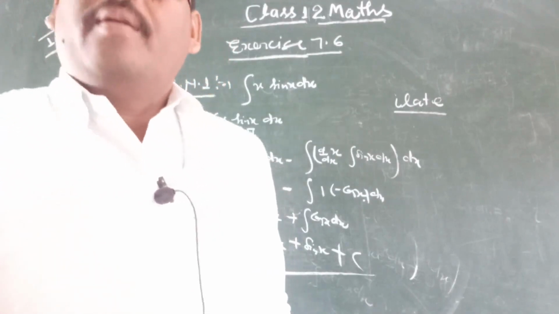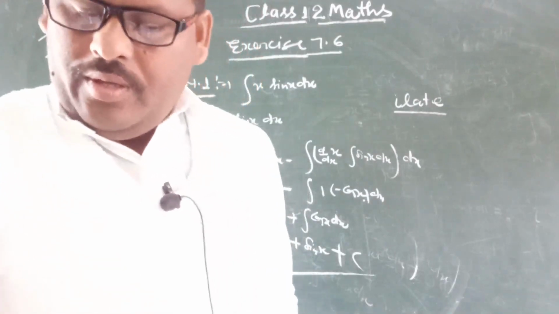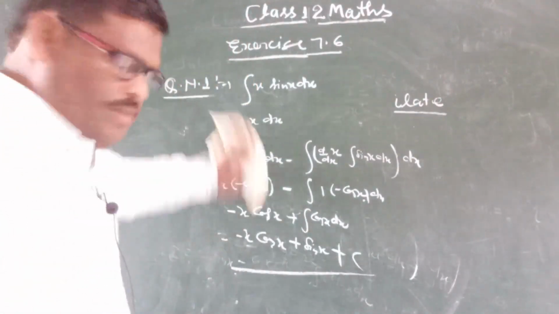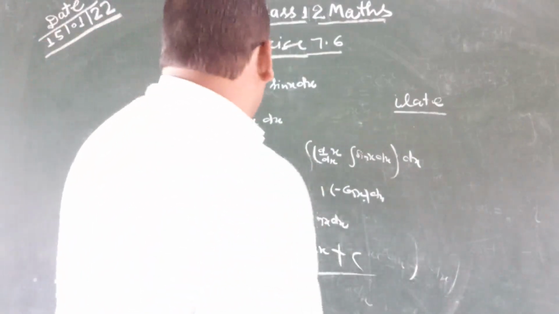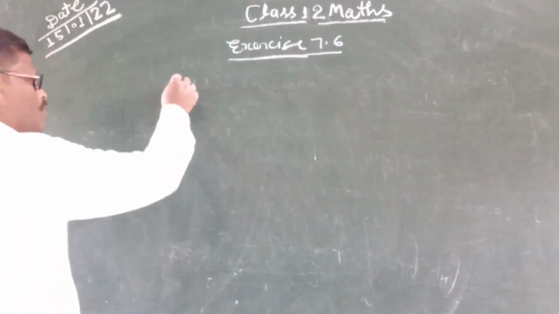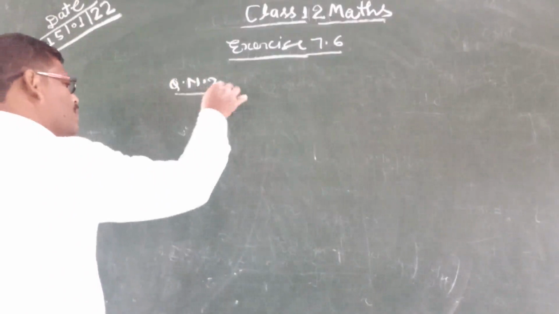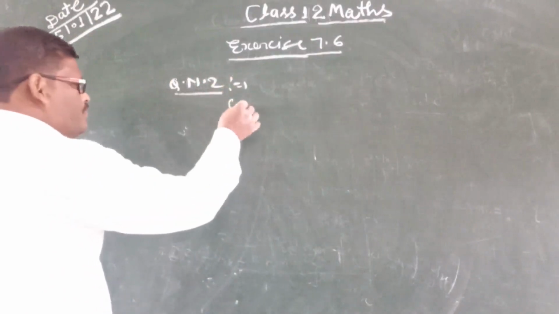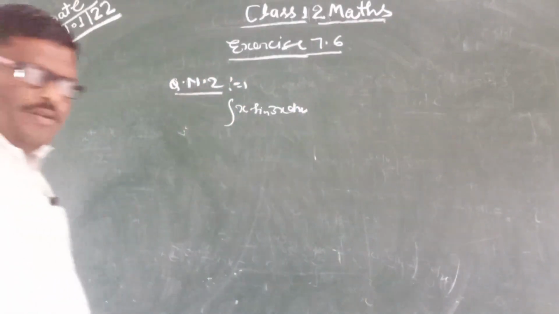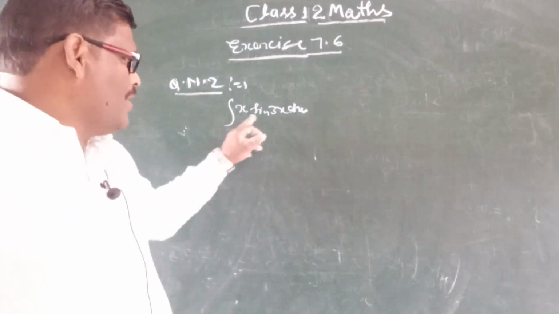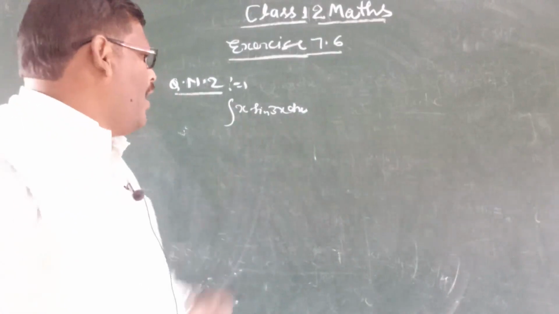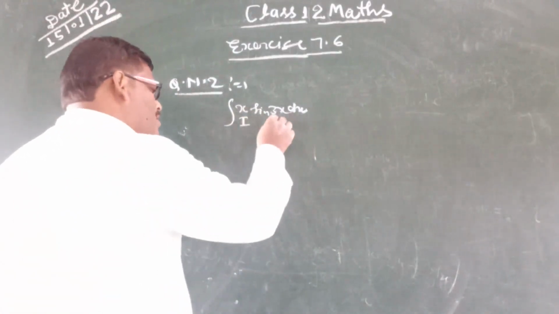Now, question number 2: integration of x sin 3x dx. This also contains a product of two functions, which means integration by parts may be used here. Algebraic function x is the first function and trigonometrical function sin 3x is the second function.